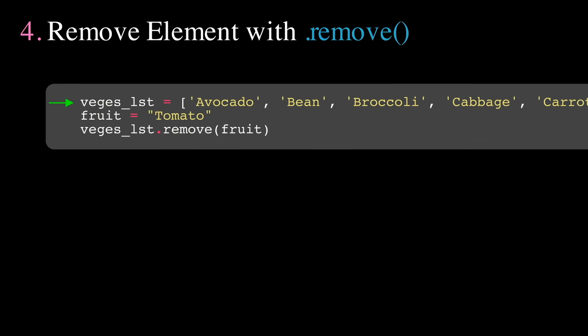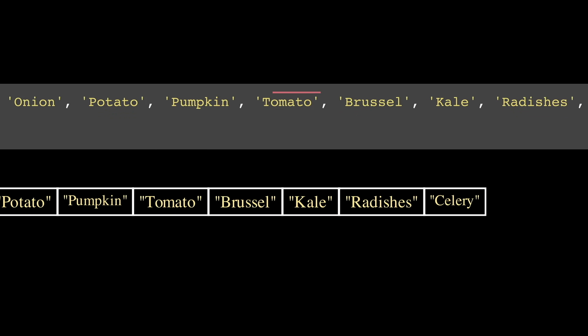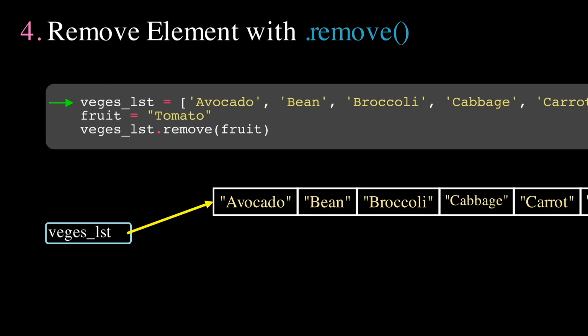Sometimes we don't know the index of the element we want to remove. Suppose we have a list of vegetables. One day, I find out tomato is not a vegetable. Tomato is actually a fruit. We want to remove the fruit from the vegetable list, but we don't know the exact index of tomato. Frankly, we don't really care about its index, we just want to remove it.